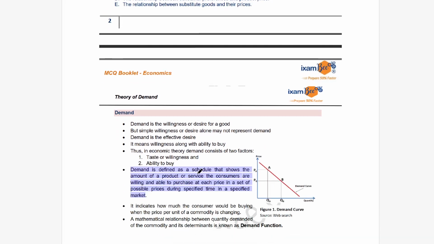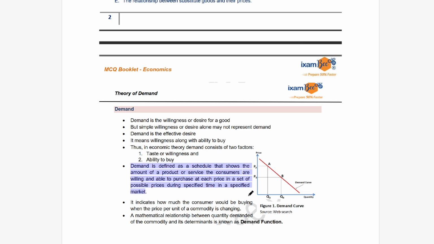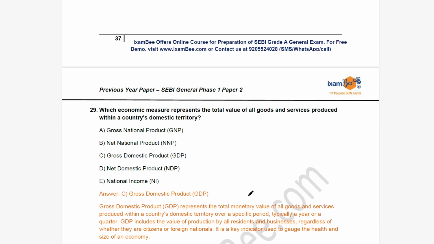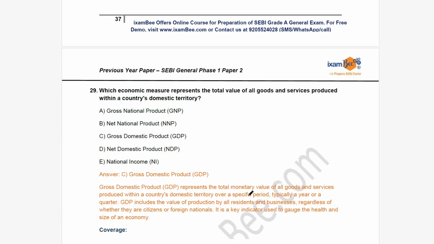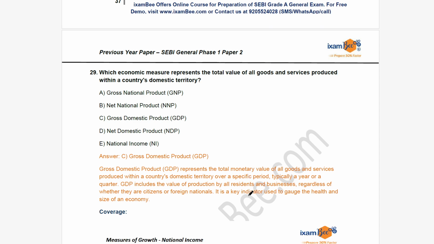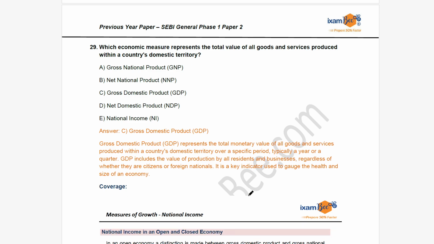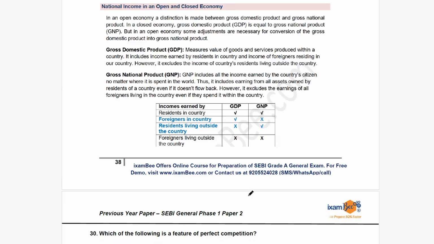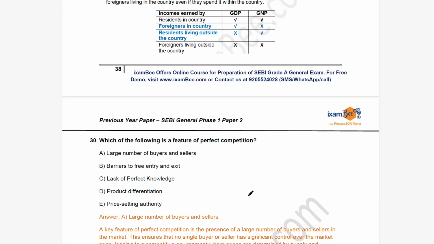If you can see, demand is defined as a schedule that shows the amount of a product or service the consumer is willing or able to purchase and the price. Okay, so that is what demand is all about. It was not elasticity. The next question was on an economic measure. The measure that represents the total value of goods and services in a country's domestic territory is given by GDP. A very direct, easy question. The simple concept of GDP was directly asked over here.